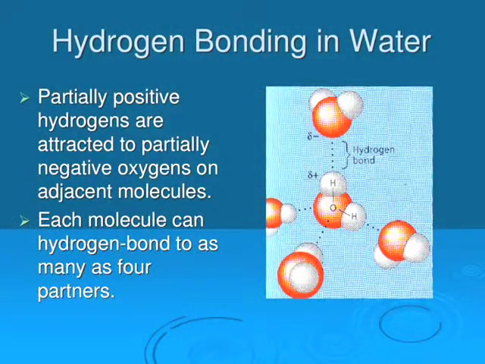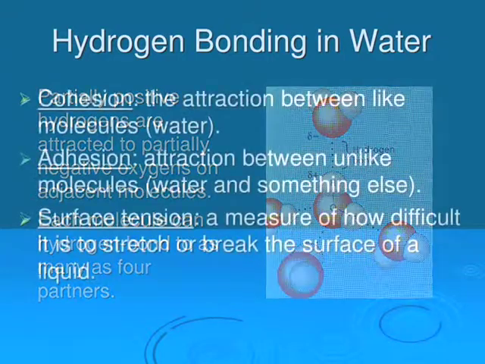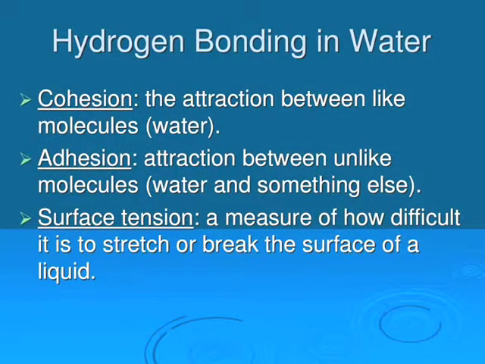The molecule has polarity and will dissolve other polar molecules and ionic compounds. Partially positive hydrogens are attractive to partially negative oxygens on adjacent molecules. This accounts for the polarity of water, and each molecule can hydrogen bond to as many as 4 partners. Water that exhibits hydrogen bonding between its molecules results in 3 unique chemical behaviors: cohesion, adhesion, and surface tension.